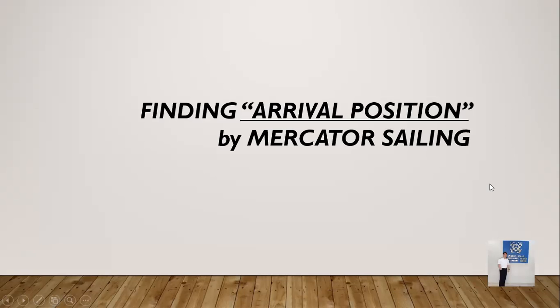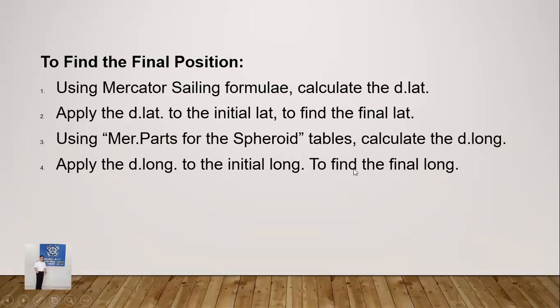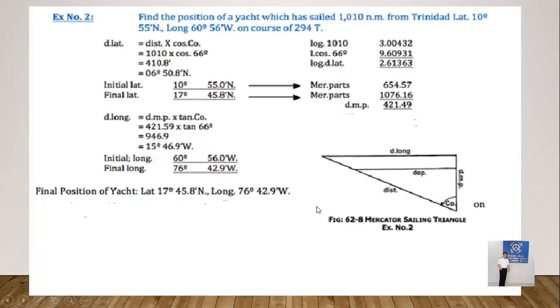Now next one is finding the arrival position. To find the arrival position, use the Mercator sailing formula. Calculate the DLAT. Apply the DLAT to the initial latitude to find the final latitude. Use meridional parts from the Norie's tables. Calculate D long. Apply D long to the initial longitude to find the final longitude. Okay, this is exercise number 2. Kindly please screenshot it.